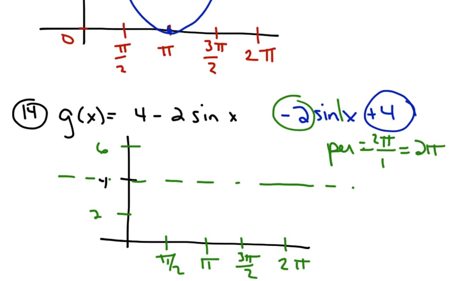Since this is a sine graph, the sine graph starts on the average line. Then you have to decide if the graph goes up or down. It goes down because the amplitude actually has a negative in front of it, so it's going to go to its minimum, middle, maximum, middle. And there's one period of 4 minus 2 sine x.